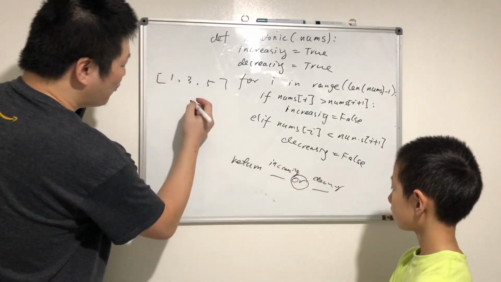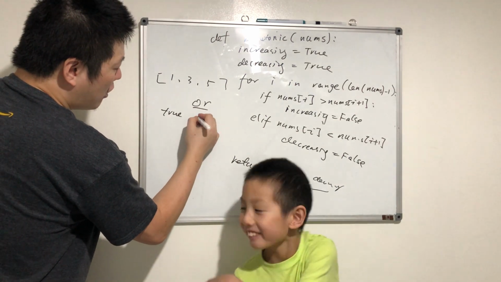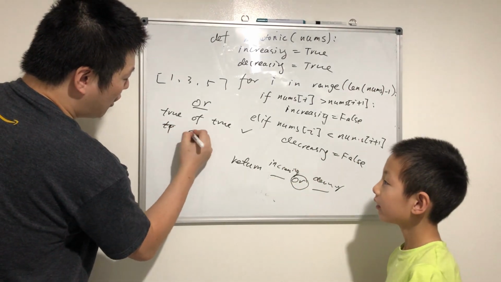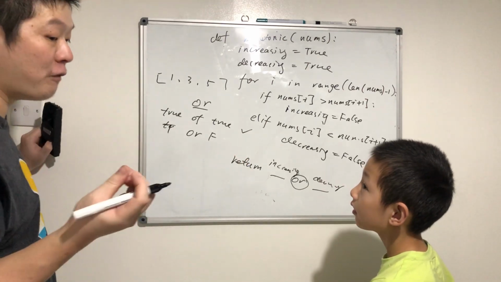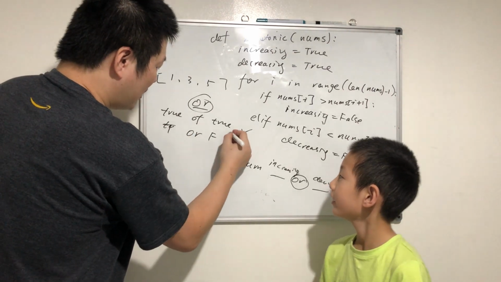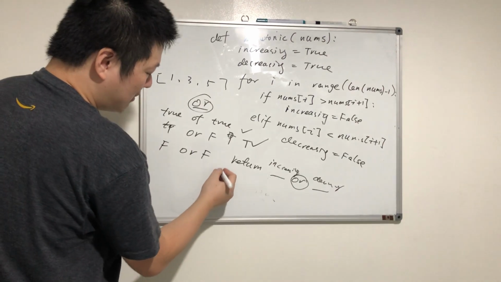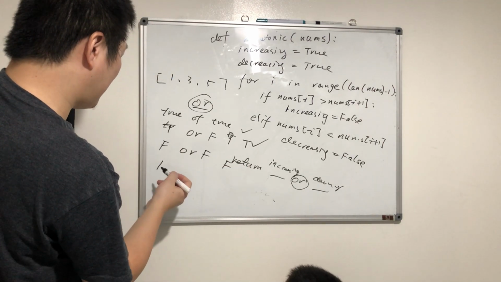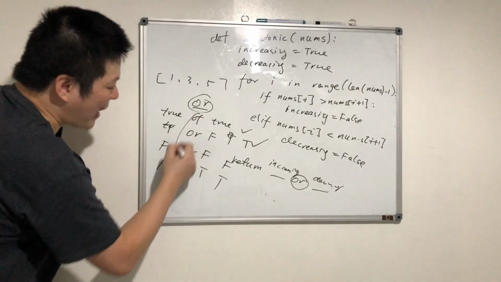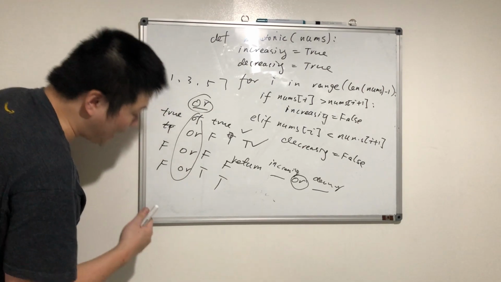Now, what's or? It could be that one or that one. True or true is true. True or false is true. This is a binary operator. False or false is false. False or true is true. So for the binary or, if at least one of them is true, then it's true, right? You got it? Okay, how about another one?